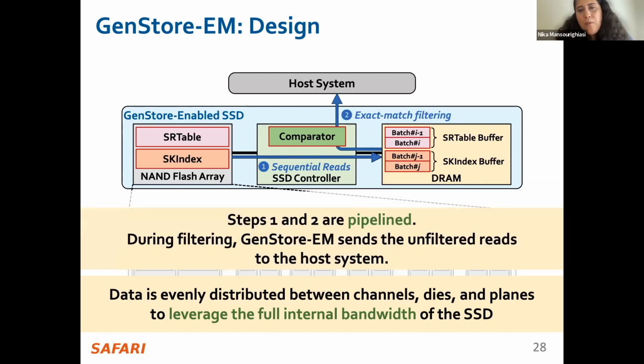Step 1 and 2 are performed in a pipelined manner. During filtering, since this is working in a pipeline manner for different batches, GenStore-EM sends the unfiltered reads to the host system to do the full read mapping whenever it detects unfiltered reads for the batch. And then meanwhile, for the next batch, GenStore can filter the reads again. So it can fully work in a pipeline manner.